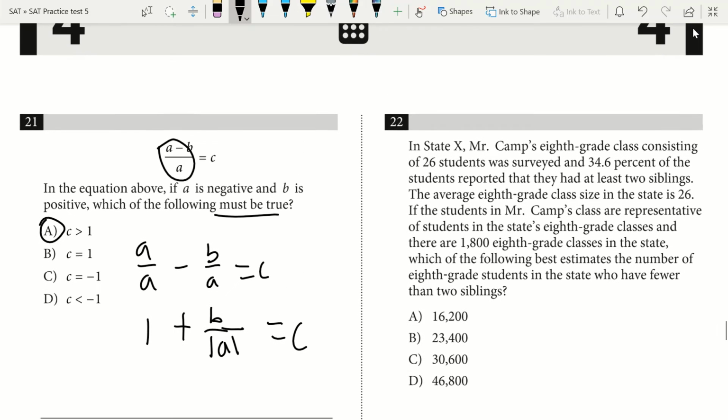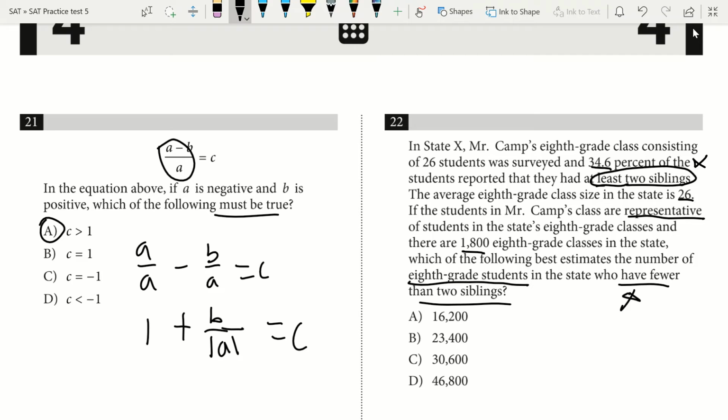All right, in State X, Mr. Camp's 8th grade class consisting of 26 students was surveyed, and 34.6% of the students reported that they had at least 2 siblings. The average 8th grade class size is 26 in that state. If the students in Mr. Camp's class are representative of students in the state's 8th grade class, and there are 1,800 8th grade classes in that state, which of the following best estimates the number of 8th grade students in the state who have fewer than 2 siblings? Pay attention to that. That's fewer than 2 siblings.